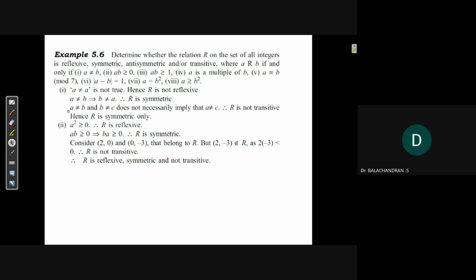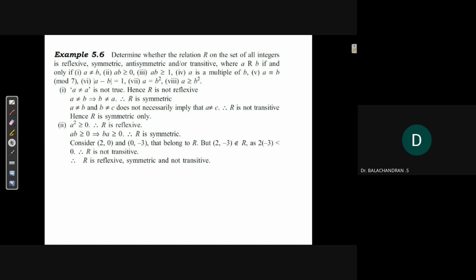So you can take this as 2, this as 3. Okay, 2 is not equal to 3. You can take C is also A. Okay, C equal to 2. So then these two are not equal, but this does not imply A not equal to C. And hence R is not transitive. It is symmetric.